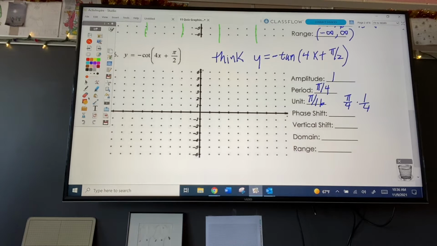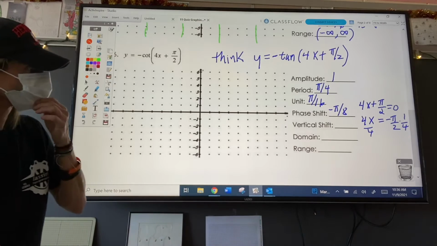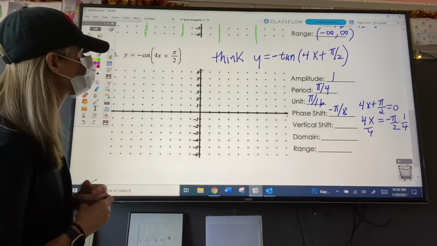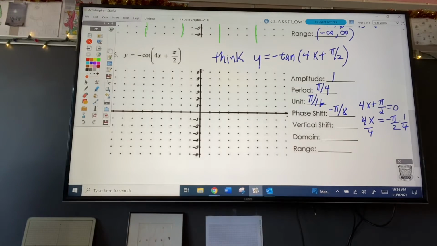Phase shift. I'm getting negative pi over 8. Did you get that too? Yeah. Okay. No vertical shift. That's nice.